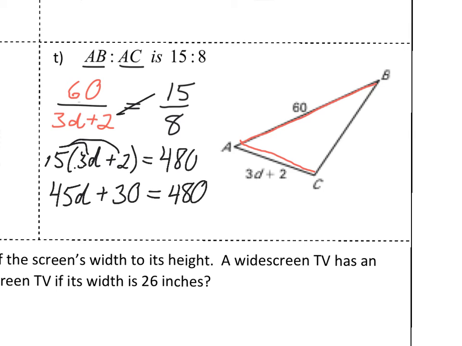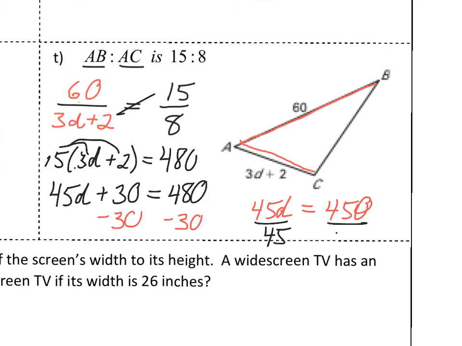equals 480. So the next thing I'm going to do is get this 30 over to the other side, which is going to leave me with 45D equals 450. So the last thing I'm going to do is divide by 45. So obviously in this case D is going to come out to be 10, which means that this side down here, AC, is actually going to be 32.